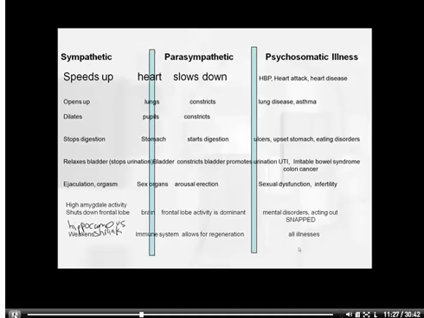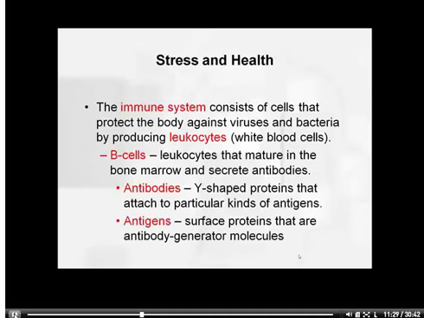Let's learn more about this immune system. The immune system consists of cells that protect the body against viruses and bacteria by producing leukocytes, which are white blood cells. So I told you, when you're under stress, you can't produce as many white blood cells because all your energy is going towards maintaining your high rate of functioning.